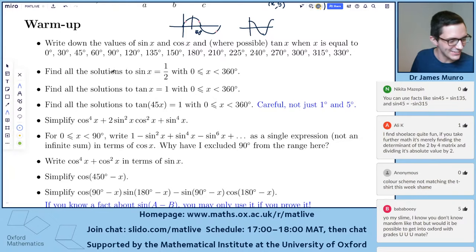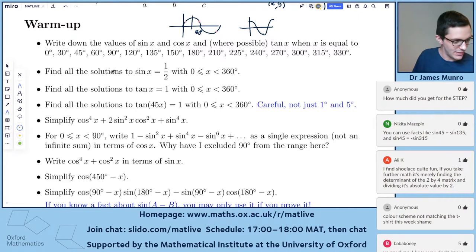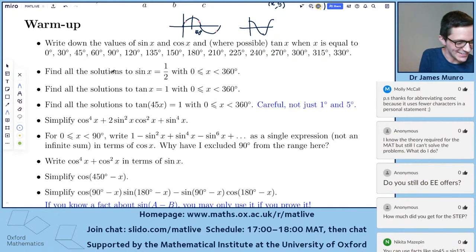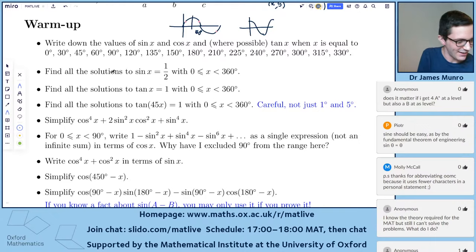People want my step score again. Do we still do EE offers? No, we don't do easy offers. Sorry, we want people to stay in school and get their grades. It's fewer characters in a personal statement. 4A stars at A level, but also B at AS level, fine with me. Put the timestamp in your personal statement, fine with me, or take screenshots now. 4A stars, yeah. 2A stars and 1A is what maths is looking for. Anyway, we're getting off topic.